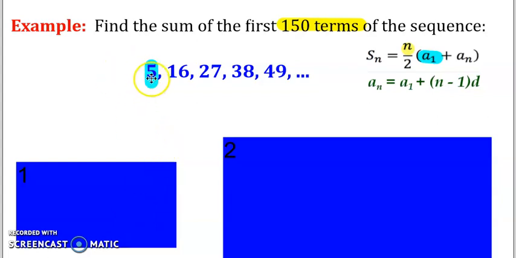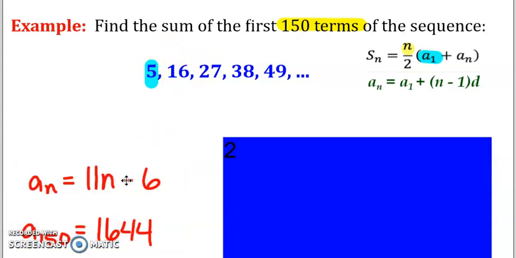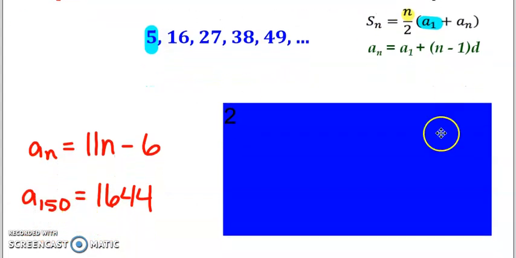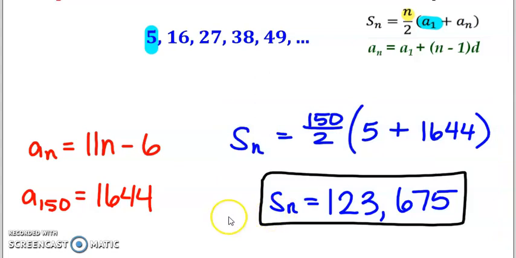Let's math. I know my first term, and then the difference, let's see, 5 to 16, 16 to 27. My difference is 11. So I could go through, plug what I know into this green formula. I would get the explicit formula of 11n minus 6. And that gives me permission to find the 150th term. If I plugged 150 in for n, 11 times 150, take away 6, I get 1,644. And now I have all the ingredients I need to find my sum. So there we go.